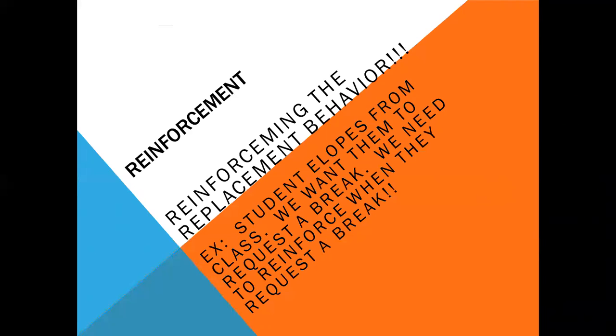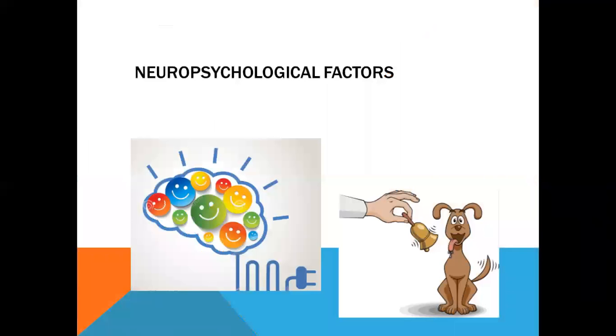So for example, if we have a student who elopes from class and we want them to request a break, we need to make sure we have a way to really heavily reinforce and praise and reward them when they do request that break, because that is them making a behavior change. They're going from what they used to do and what's really natural for them, putting the effort into doing this new thing that we're teaching them. So we need to make sure we really reward that.